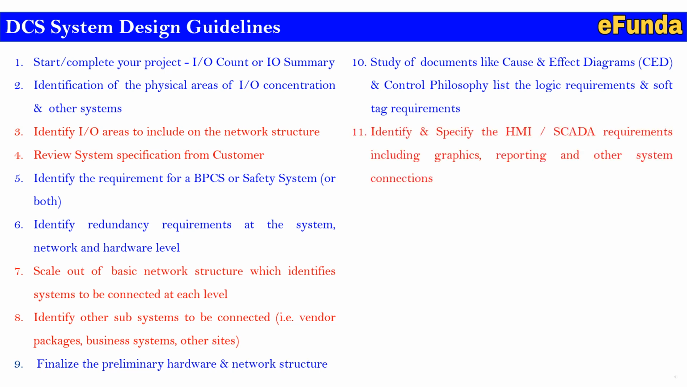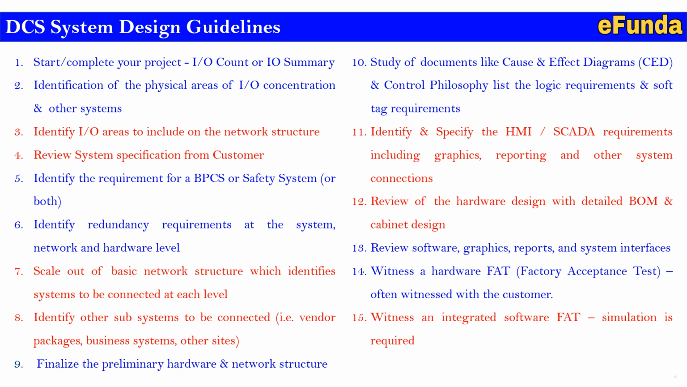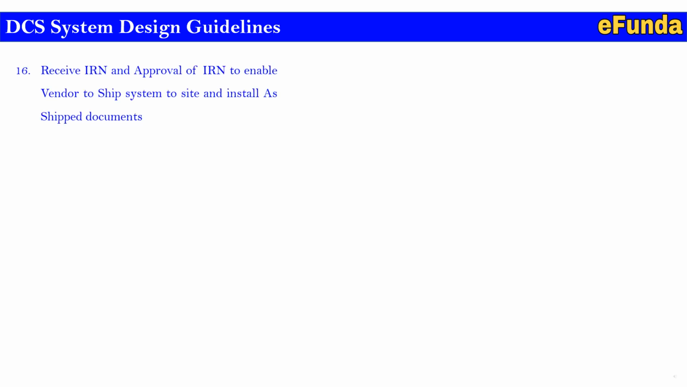11, identify and specify the HMI SCADA requirement, including graphics, reporting and other system connections. 12, review of the hardware design with detailed BOM and cabinet design. 13, review of software, graphic, reports and system interfaces. 14, witness a hardware FAT, that is factory acceptance test, often witnessed along with the customer. 15, witness an integrated software FAT, that is simulation is required. 16, receive IRN and approval of IRN to enable vendor to ship system to site and install as shipped document.